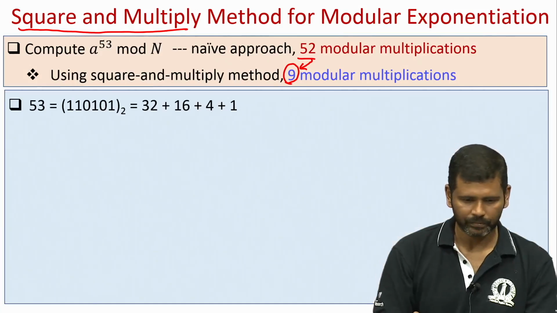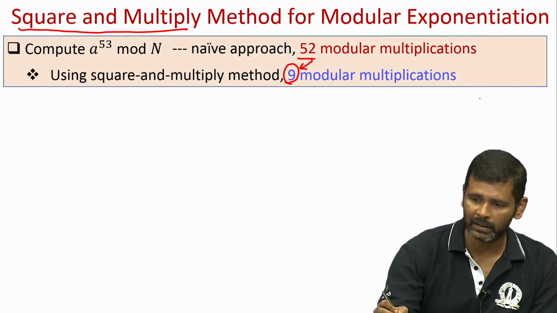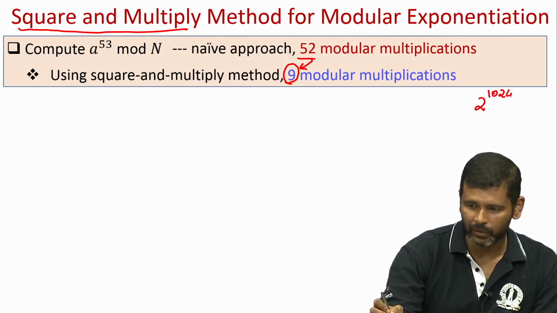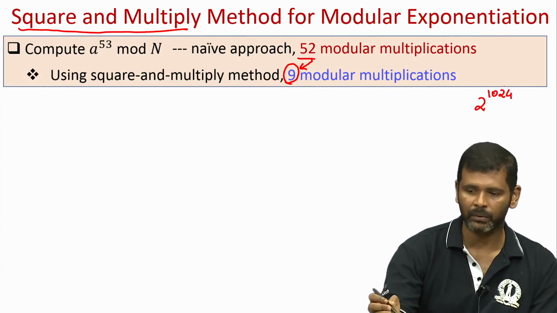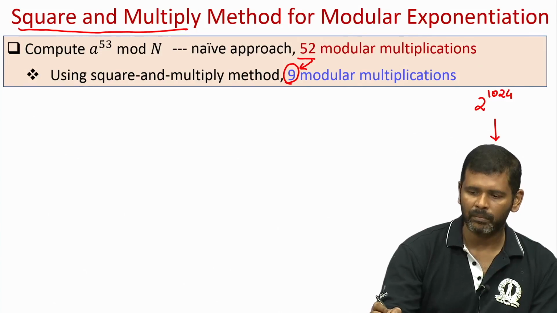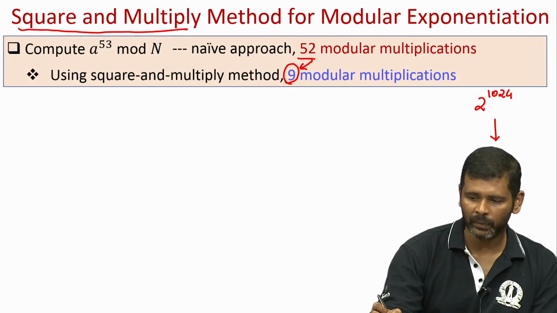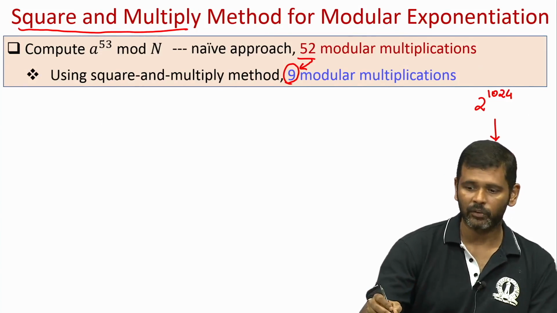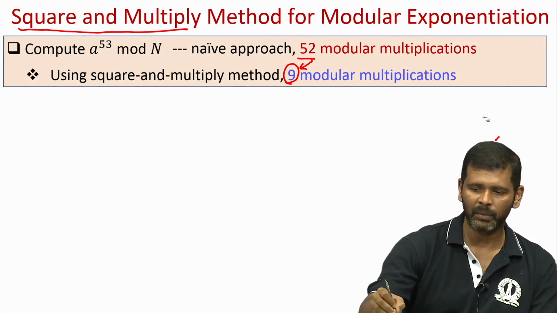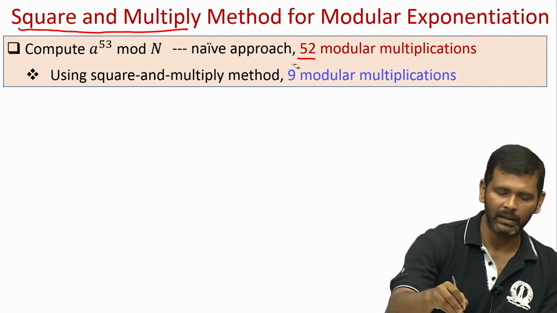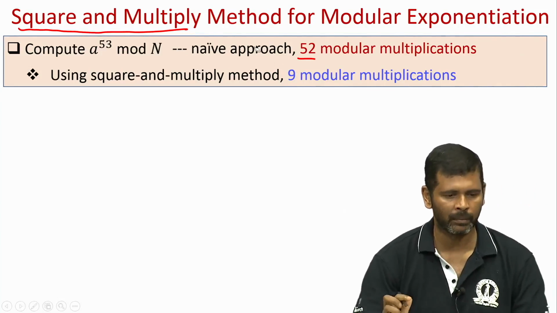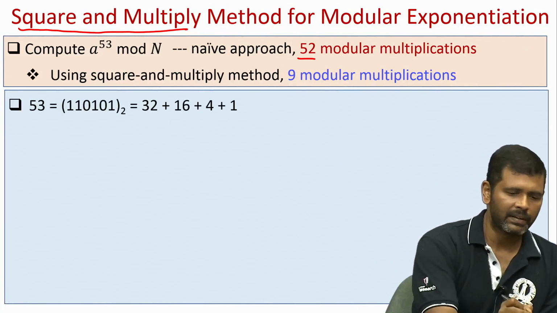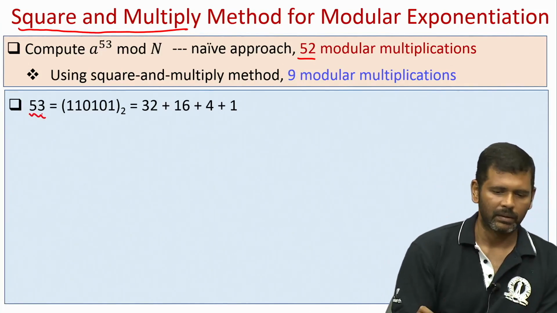Okay. So, what I am saying is the naive algorithm will require you 2 to the power 1024 operations. If the exponent is a 1024-bit number, I would bring it down to only 1024 modular multiplications. So, you can see the exponential drop in the number of modular multiplications that we require if we follow this square and multiply approach. So, the idea here will be the following: I will treat my exponent in binary form.